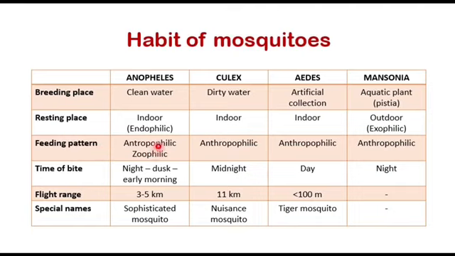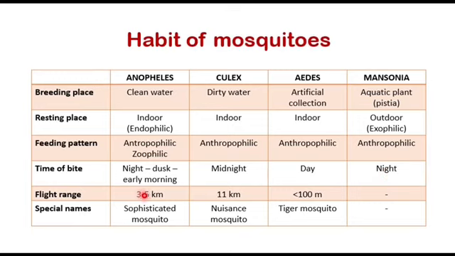The feeding pattern of mosquitoes. Anopheles mosquito feeds both on animals and humans. It is anthropophilic and zoophilic, whereas Culex, Aedes, and Mansonia feed on humans, anthropophilic. Coming to the time of bite, Anopheles mosquito bites at night, dusk to early morning. Culex mosquito bites at midnight, Aedes mosquito bites at daytime, and Mansonia mosquito bites at night.